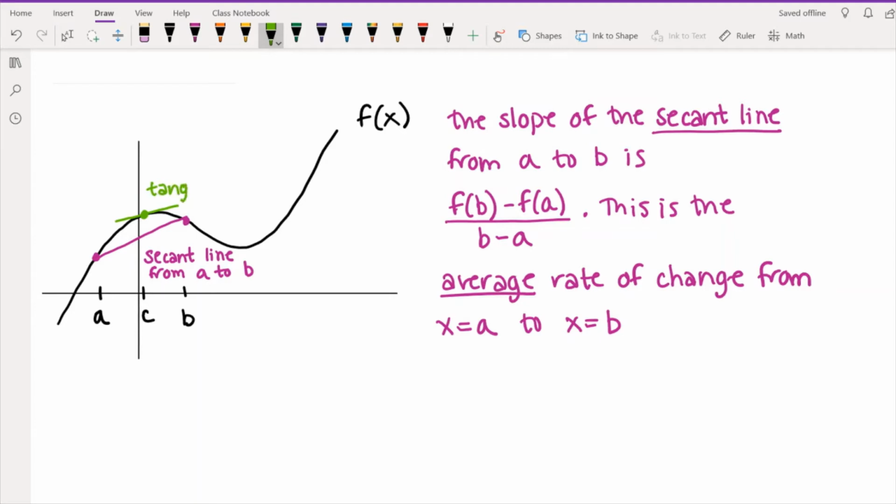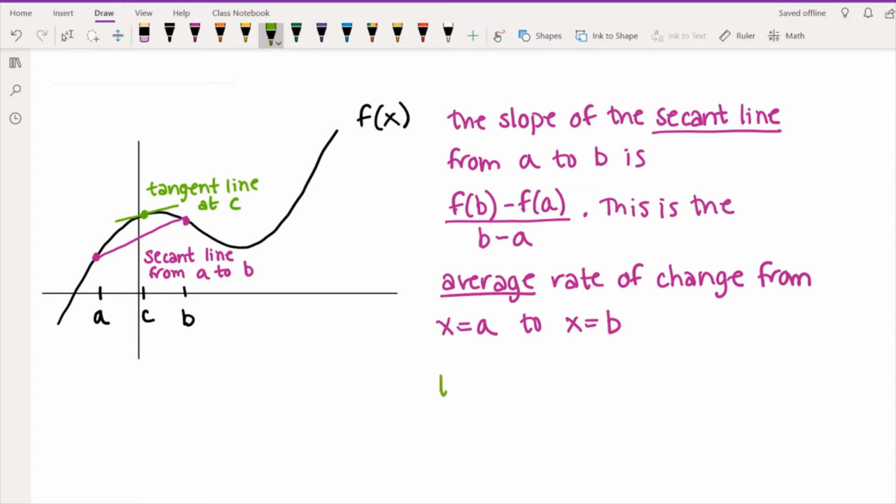So a tangent line is basically just touching the graph. It's not crossing through the graph. It's just kind of touching the graph at that point. So this would be the tangent line at x is equal to c. So the slope of this tangent line, that's what tells you basically exactly what's happening at that moment.